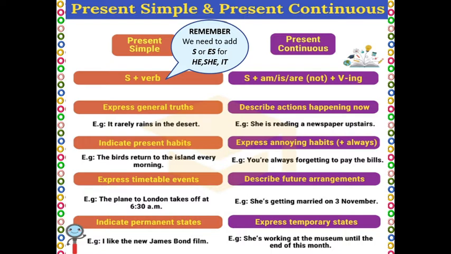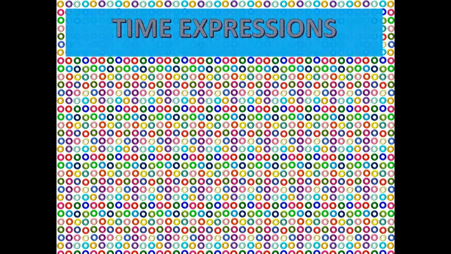So we also can use the present continuous to talk about the future. That is going to be our next class. But today, let's stay with this sentence. She's getting married on 3rd November, okay? And to express temporary states. She's working at the museum until the end of this month. Okay, it's going to continue.